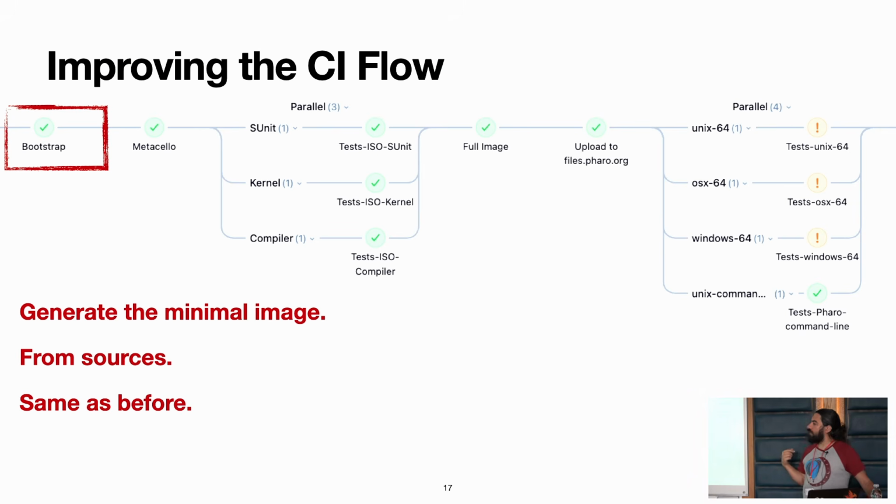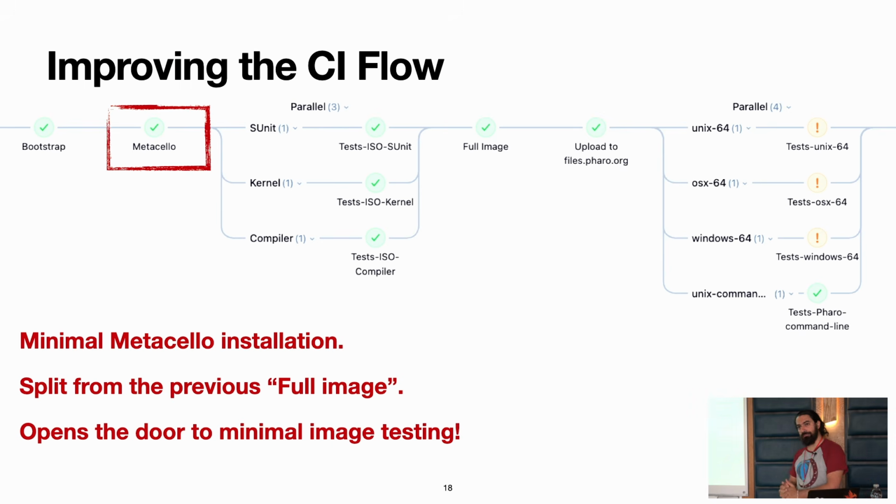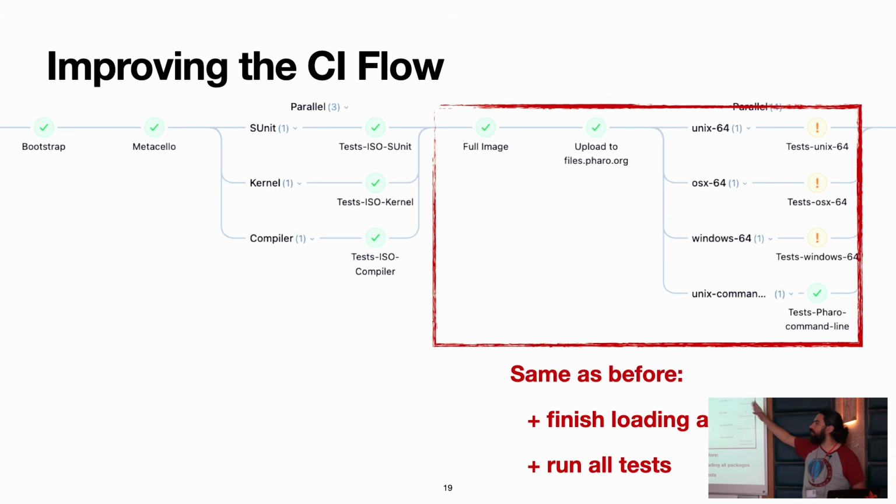And then one of the things I did was to split the big chunk of loading the rest of the system into small parts. Now the next step is just to load Metacello. So we do a minimal Metacello installation on top of the bootstrap image. This is just the same as before, I just split the thing in two. And actually that opens the door to many different and nice things, which I will talk about later. What is important is that this stays the same as before. Once we have Metacello, later we are going to load the rest of the system and then run all the tests in the full system just as before. So this we don't change.